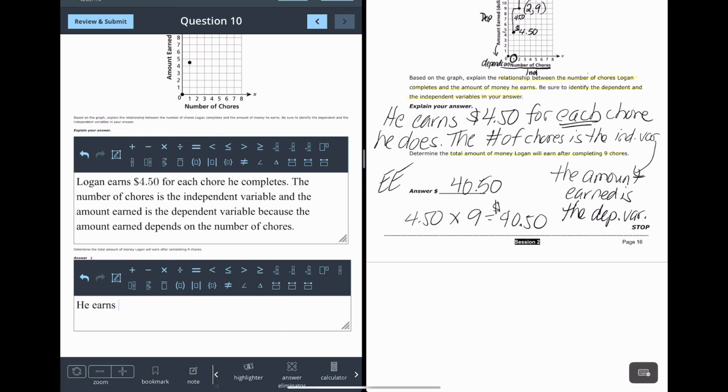He earns $40.50 for 9 chores. I'm even going to go a step further again because $4.50, oops, wrong space. I do that sometimes, I go to the wrong box. Times 9 is equal to $40.50. Done.